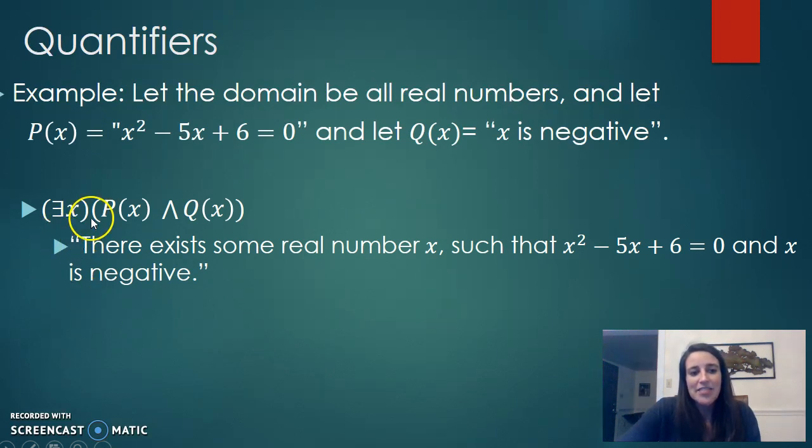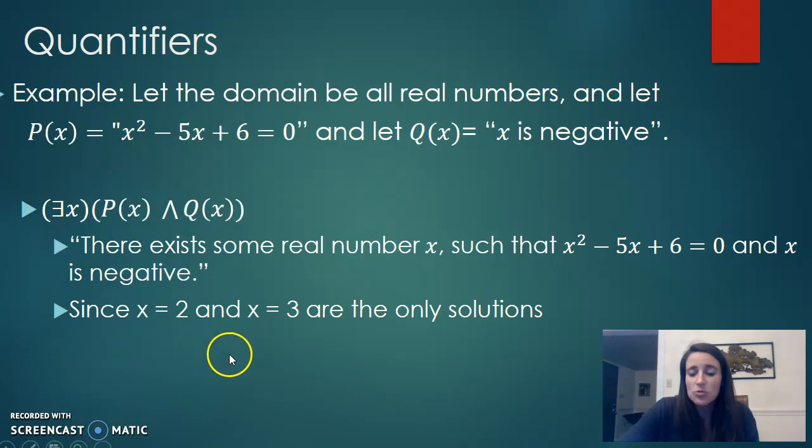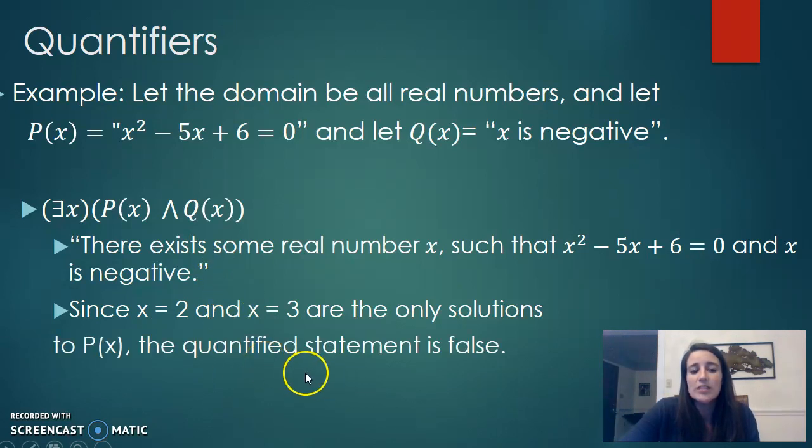So what we're saying here is that there exists some real number x such that p of x and q of x, so such that x squared minus 5x plus 6 equals 0 and x is negative. Well, we showed on the previous slide that x squared minus 5x plus 6 equals 0 has two solutions, x equals 2 and x equals 3. And neither of those numbers is negative, so this quantified statement is false.